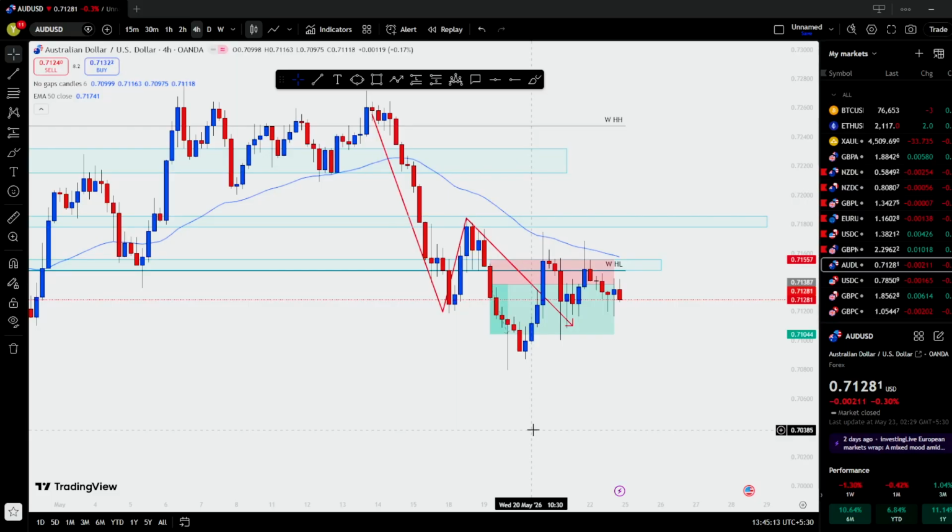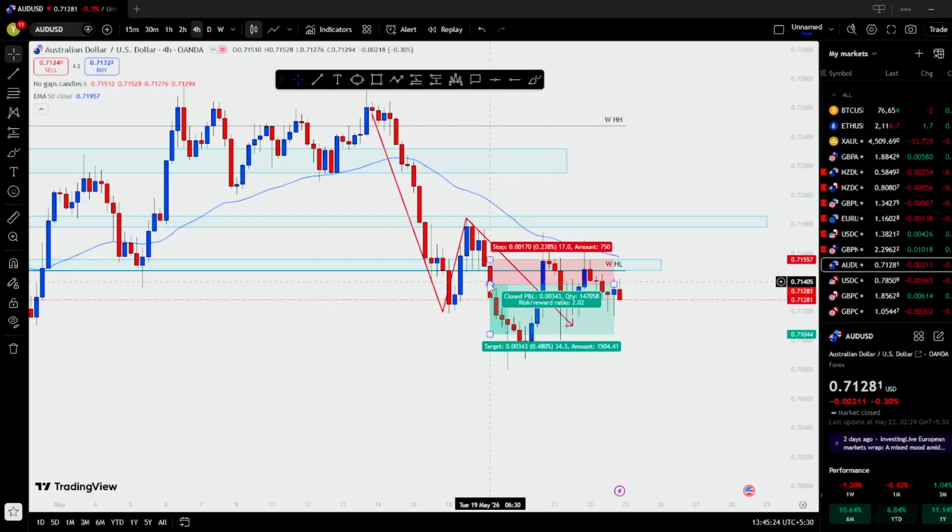I need confirmation. What I'm looking for is a bearish engulfing candle, a candle that fully engulfs the previous one and closes below it. This tells me sellers are in control right here at this exact zone. I see the engulfing form.